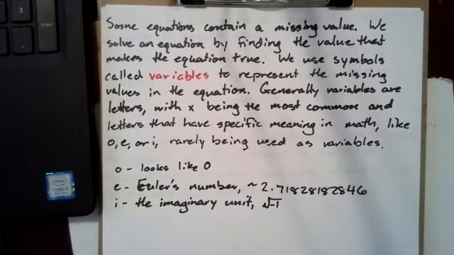O looks like a 0. E is Euler's number, which is about 2.71828182846. You're not going to need to know that in this class. And i is the imaginary unit, the square root of negative 1, and you're also not going to need to know that in this class.